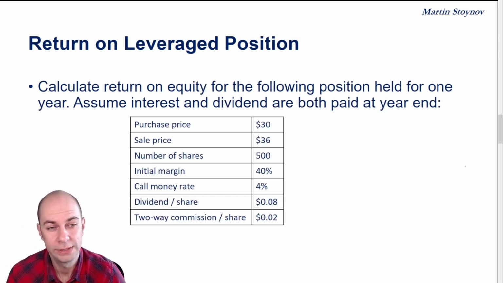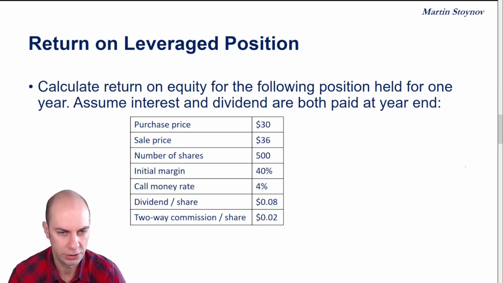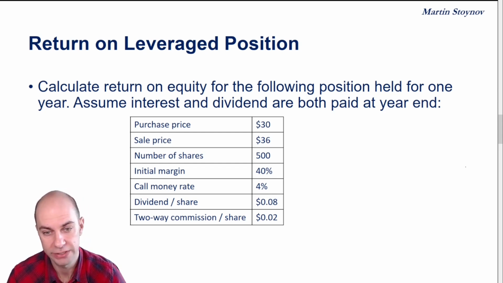Next, we're going to look at an example of how to calculate the return on a leveraged position when we are given a lot more information. So here we have to calculate the return on equity for the following position held for 1 year. We're going to assume that interest and dividend are both paid at the end of the year. So I've got purchase price $30, sales price $36. So already here I can see that I can make 20% on the underlying asset with no leverage. Number of shares 500, that's how many shares I'm buying. Initial margin is 40%, I'm putting 40 cents on the dollar down. The broker's putting in the remaining 60.